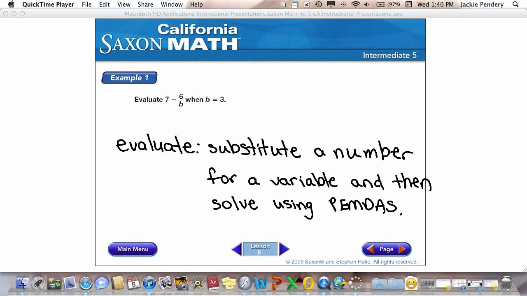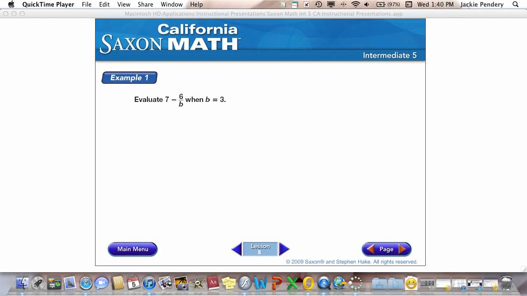Now, what did evaluate mean? So evaluate is simply to substitute a number for a variable and then solve using PEMDAS: parentheses, exponents, multiply and divide, and add and subtract. Remember when you're using PEMDAS to work left to right. So let's go ahead and look at example 1 and how we can evaluate this.